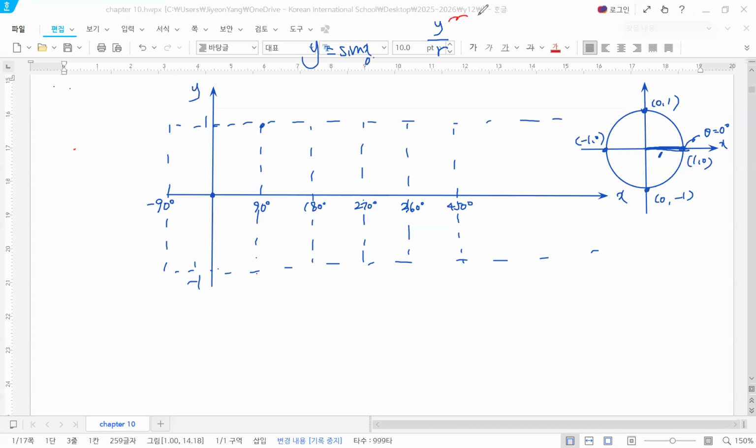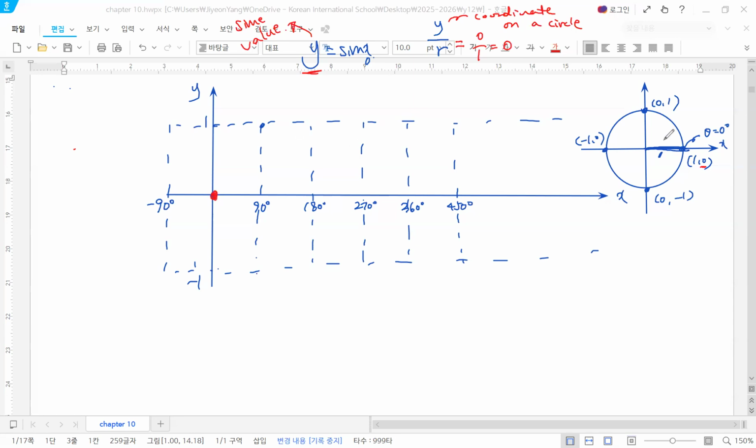This y represents the coordinate on the circle. This y is defined as the sine value, right? So, coordinate on a circle. So sine 0 means the coordinate of y is 0 here, 0 over 1. Therefore, it's 0. So when the angle is 0, the value of sine is 0 here.